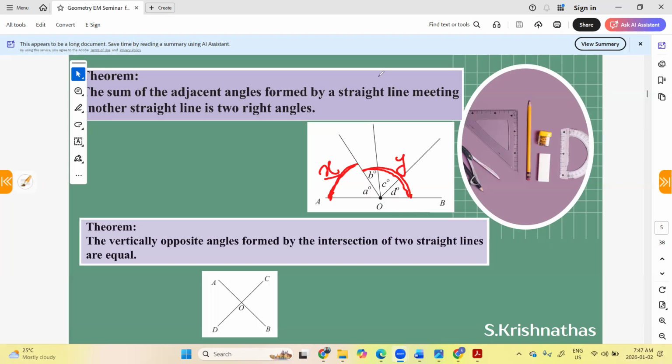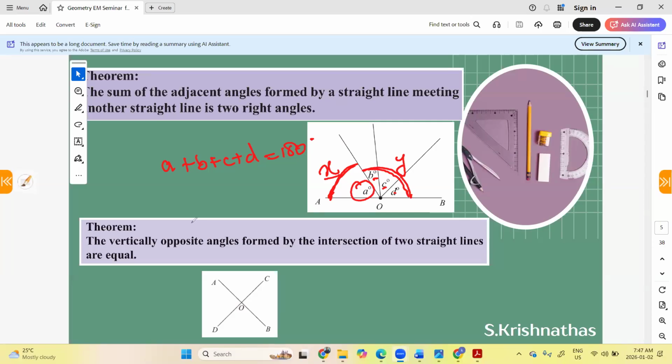One more thing, students. Here, we can take this one A. In this, B, C, D are there. So finally, A plus B plus C plus D equal to 180 degrees. Sum of angles on a straight line is 180 degrees. Okay, that is the basic one, right?